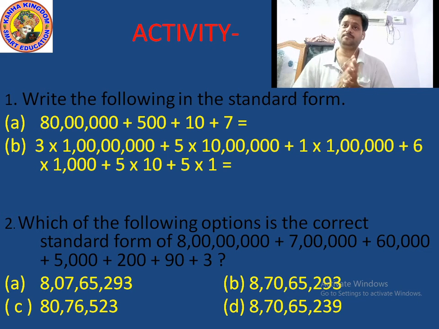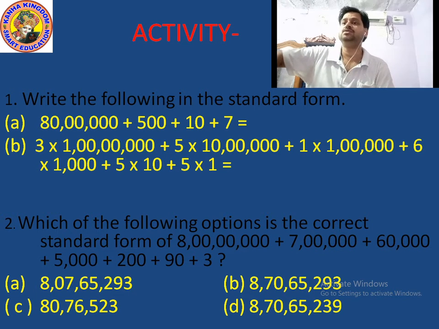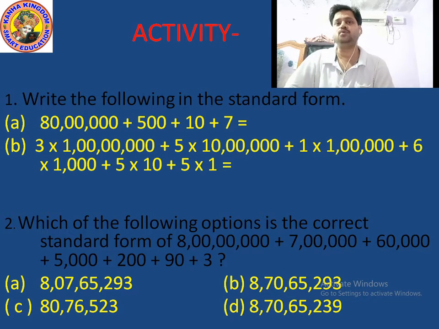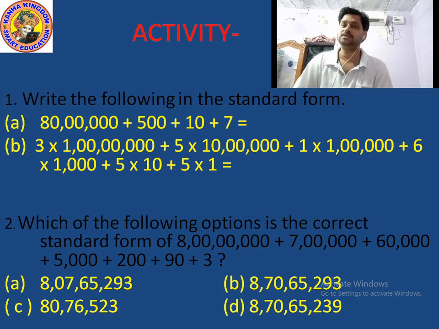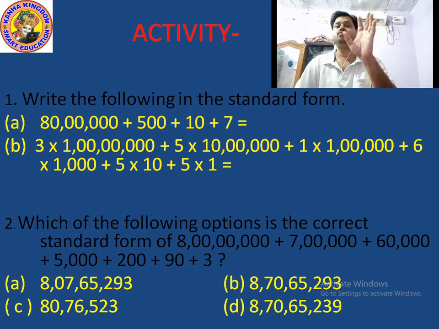Now, second question. Which of the following options is the correct standard form of 8,00,00,000 plus 7,00,000 plus 60,000 plus 5,000 plus 200 plus 90 plus 3? In this question, there are 4 options.